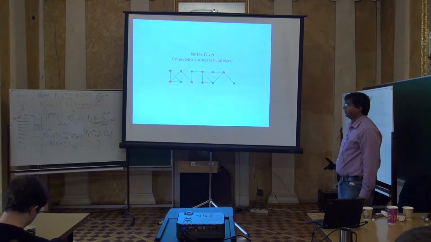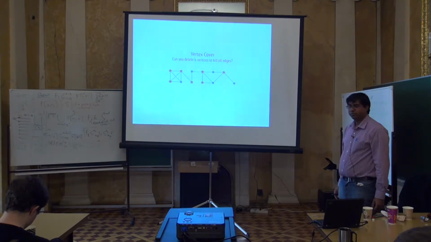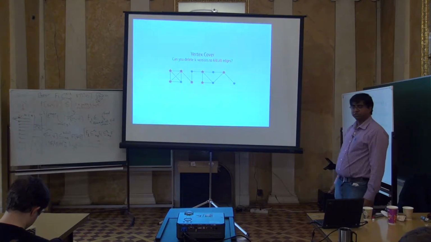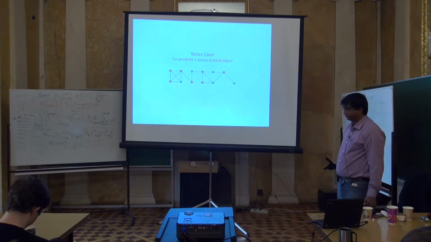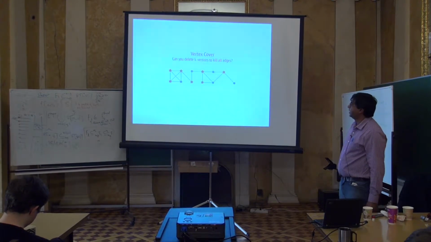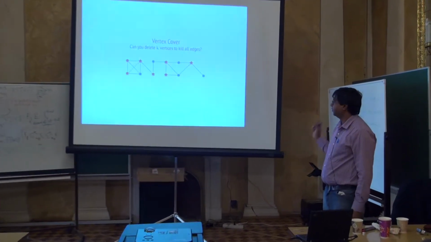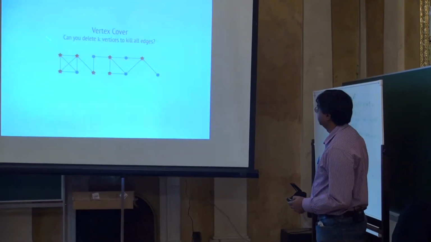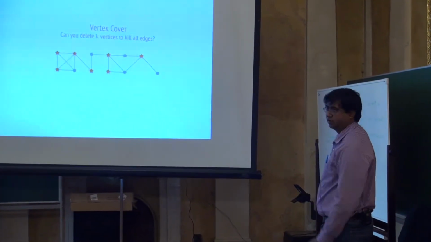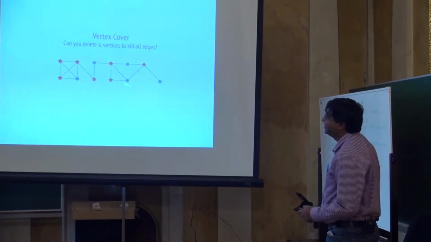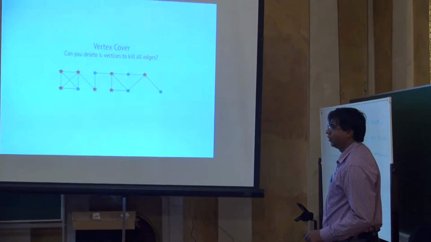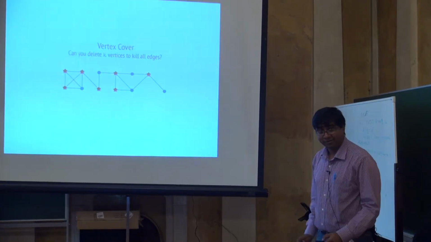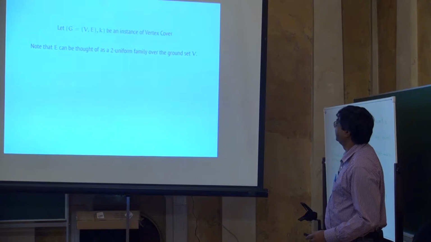So let's go back to vertex cover and try to understand it in terms of the language we established just now. You want to delete k vertices to kill all edges. This is your goal. For example, here, this is a vertex cover, right? Look at every edge. There is one orange guy. Yes. This is very simple, not very hard if you follow.